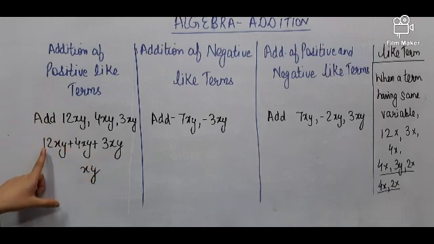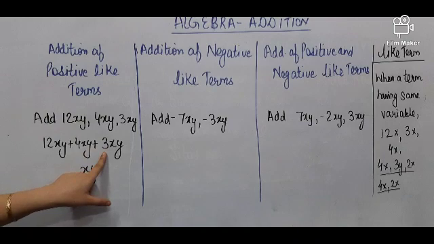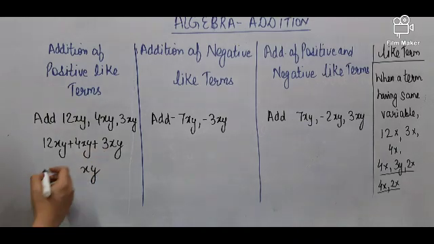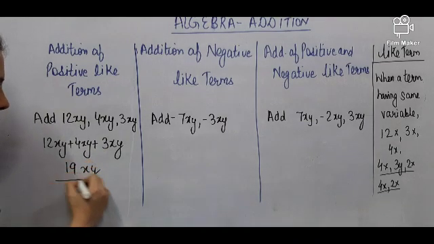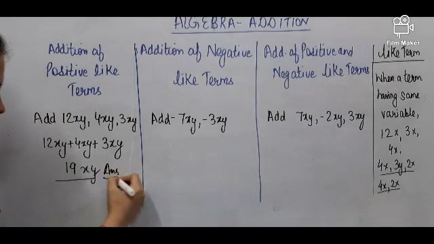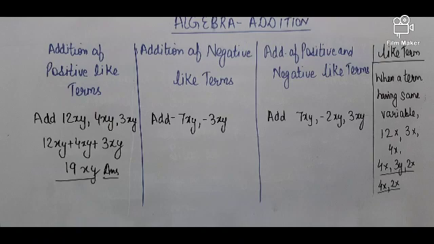Okay, add them up. So 12 plus 4 is 16. And 16 plus 3 is 19. So 19xy is its answer. I hope this concept is clear to you. Addition of positive like terms.